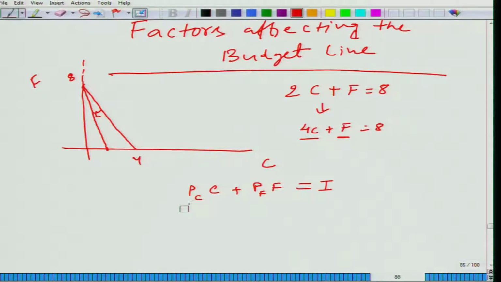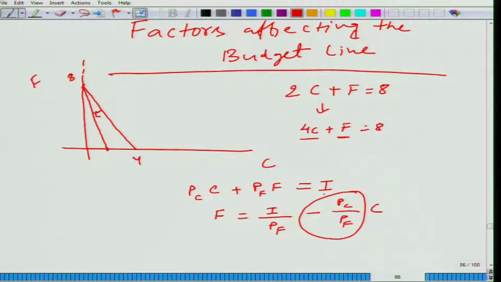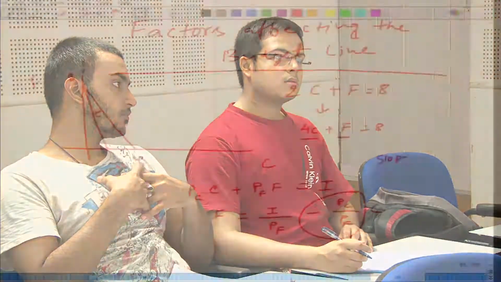If you write it again, what do you get? Let me write it in terms of F, because F is on the y axis. F is equal to I divided by P F minus P C by P F times C. And what is this? Minus P C by P F is the slope, and what is slope?